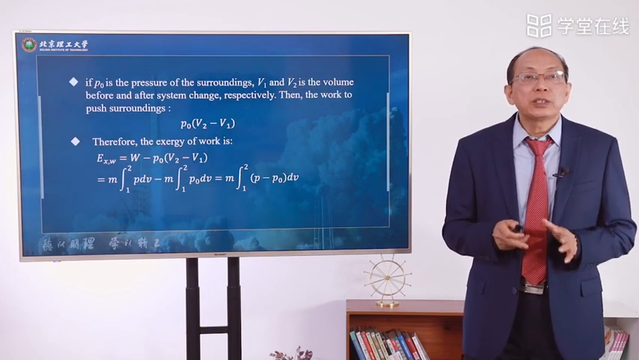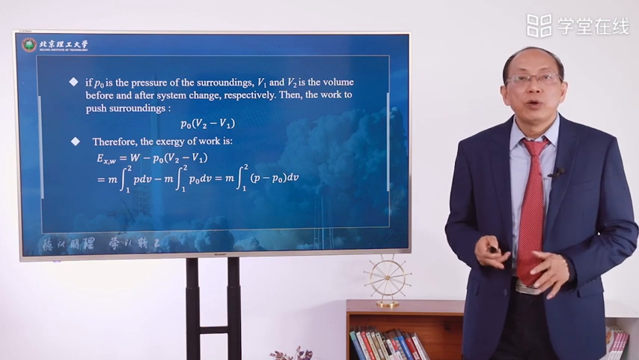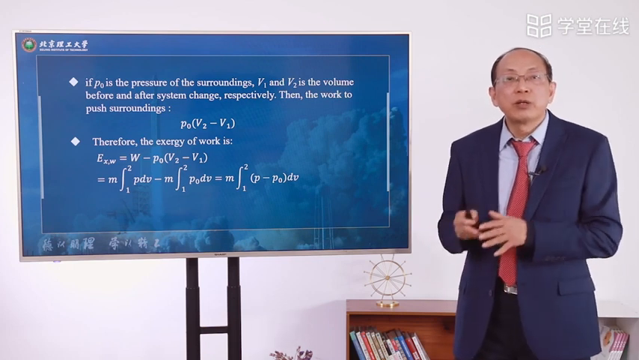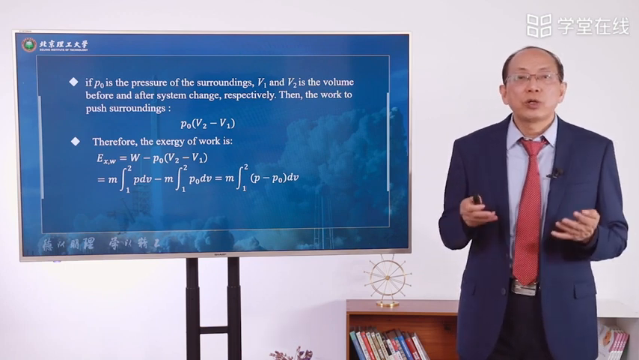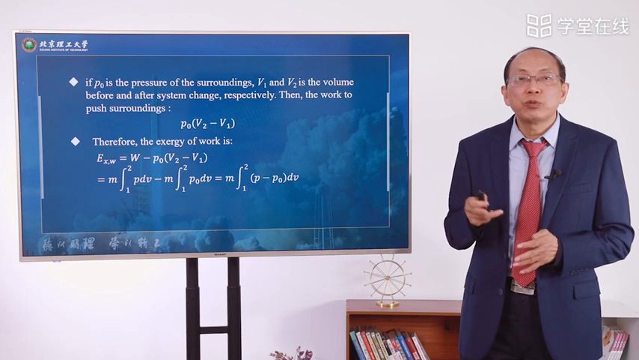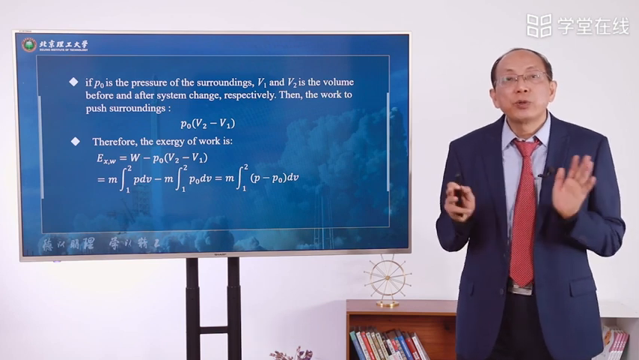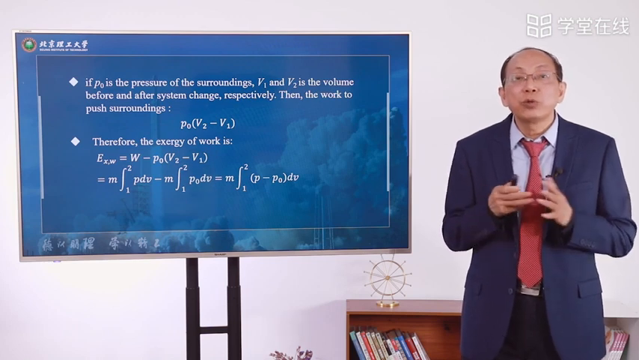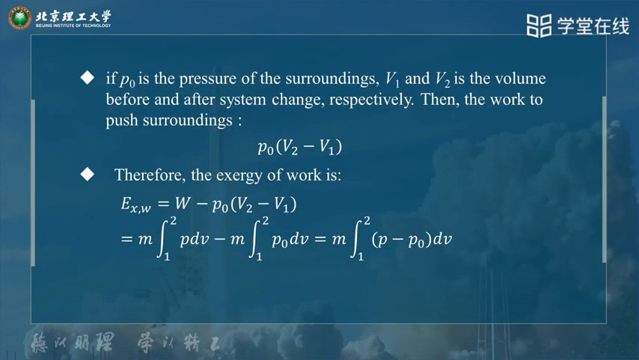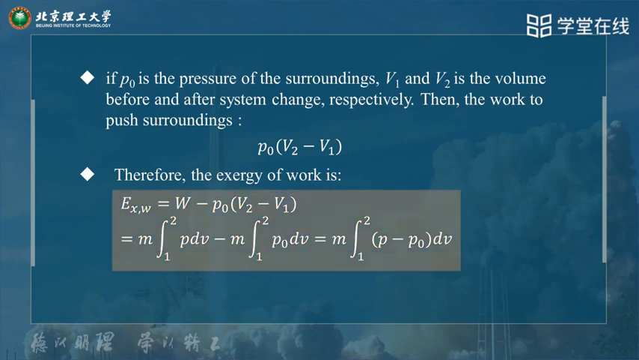If P0 is the pressure of the surroundings, and V1 and V2 are the volume before and after the system change, then P0 times (V2 minus V1) is the work pushing the surroundings. We think this part of the work is not useful. Therefore, the exergy of work must subtract this part. So exergy W equals W minus P0 times (V2 minus V1).